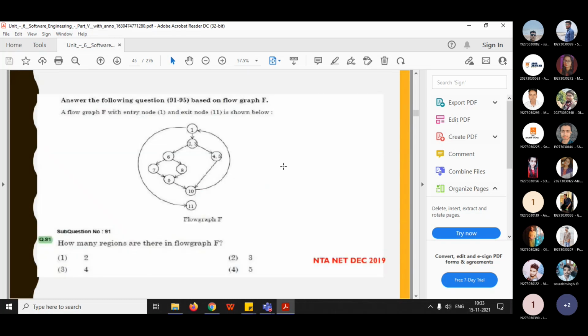So see here, this is one example. In this example, you have been given the graph, and first you need to calculate the number of regions in the flow graph. How many regions are there in the flow graph? By seeing this, students, tell me which one will be the correct option. Very easy question. Do it.